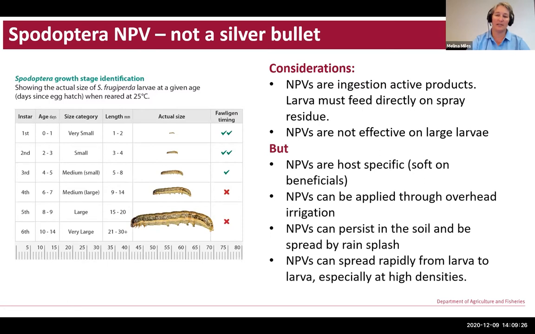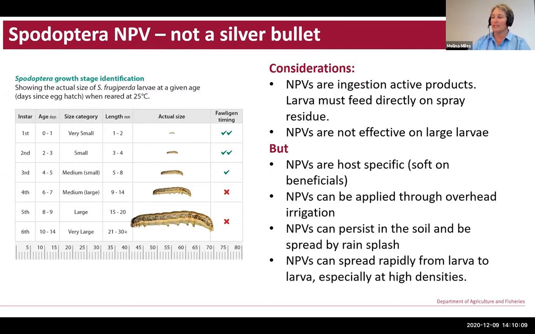But there are some real upsides, and I guess that's why everyone is so enthusiastic about pursuing this option. NPVs are host specific and very soft on beneficials, so they're highly compatible with an IPM approach. Potentially, they can be applied through overhead irrigation, and that's been done very successfully with Helicoverpa NPV. They can also persist in the environment, for example, providing some activity through rain splash onto small plants. And they spread very rapidly when densities are high and when larvae come in close contact with them. For those of you who've had experience with fall armyworm already, you know that they're in quite close contact with each other in the whirl of plants, and certainly small larvae hatching are in quite close contact with each other for some time.